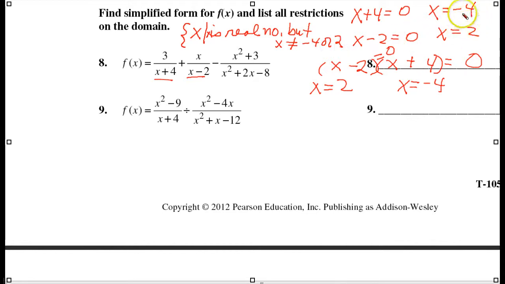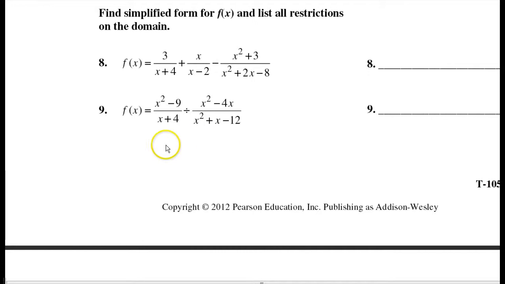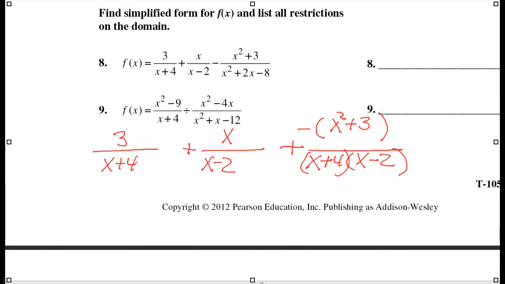Because if x were a negative 4 or if x was a 2, it would make these denominators a 0. So those are the restrictions on the domain. X is a real number, but cannot be what would make the denominator a 0. Okay? Now this helps us too in actually doing this. I'm going to erase this part so it gives me some room. And let's get back to that.